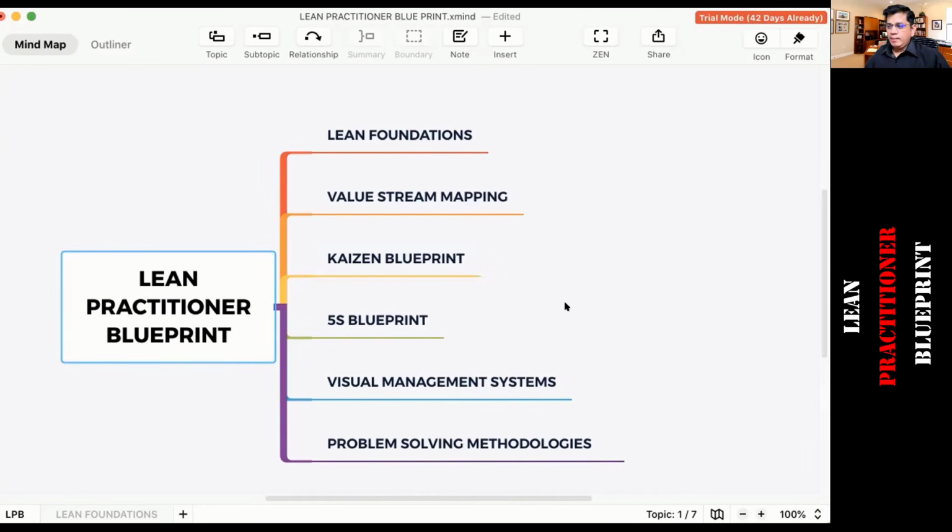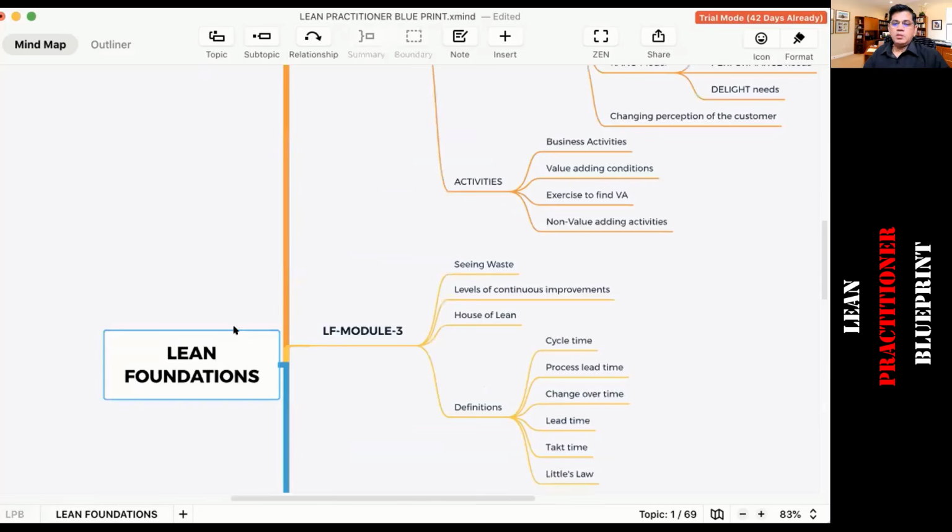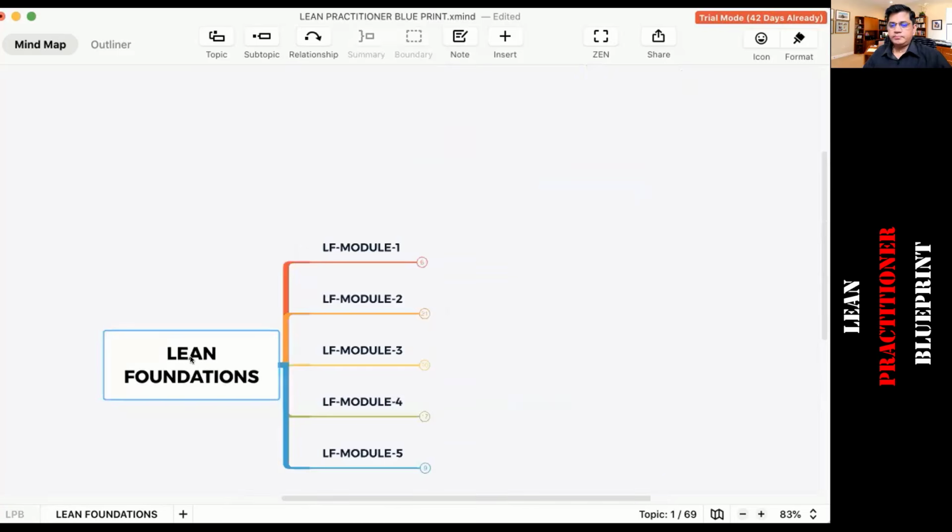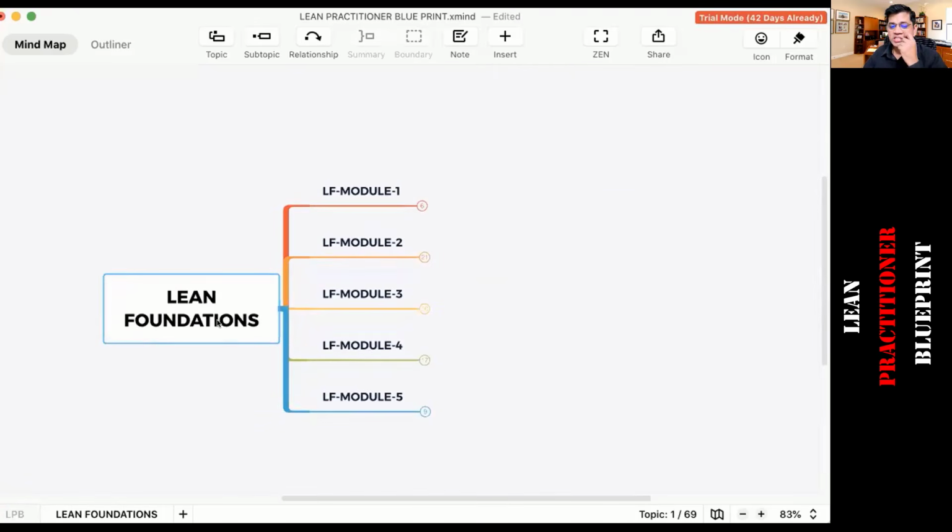Okay, so this lean module, we had logically divided earlier into 4, then 5, now I put it as 6. The reason is I thought each of these modules is so important to really implement this culture of excellence in the organization. First, we will talk about lean foundations, then value stream mapping, then Kaizen blueprint, then 5S blueprint, visual management systems, and problem solving methodologies.